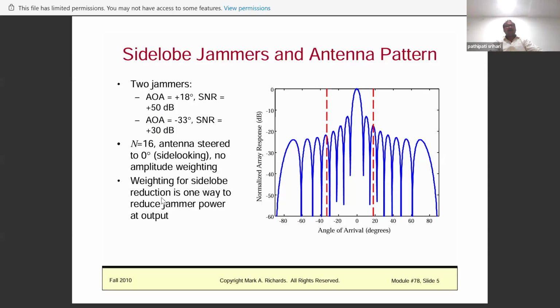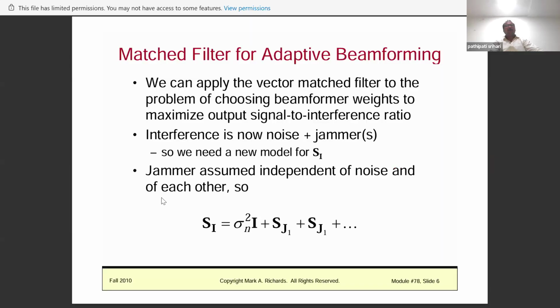But what we can do now is the matched filter for adaptive beamforming. You can apply a vector matched filter to the problem of choosing beamformer weights to maximize the output signal to interference ratio. So, vector matched filter. Is anybody fully aware of the matched filter concept?